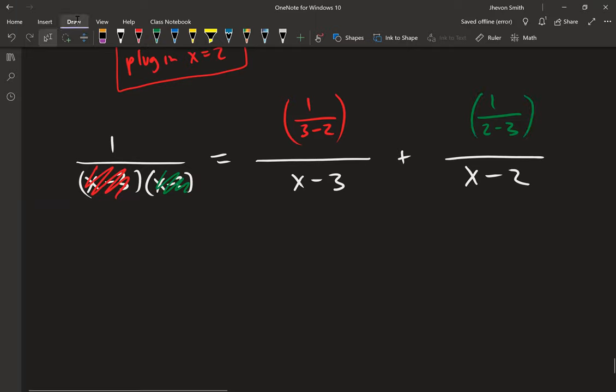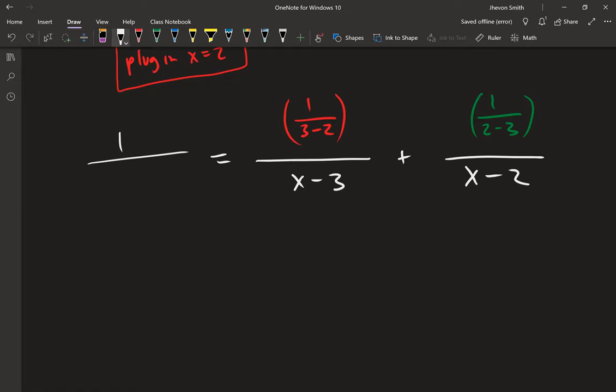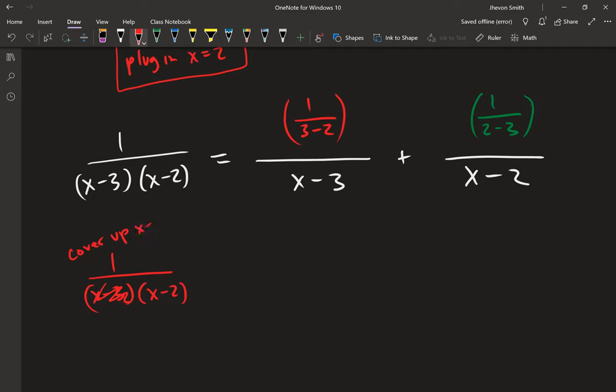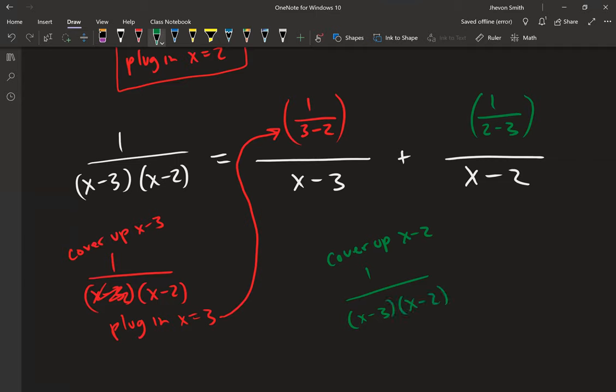Maybe I'd want to actually show this written down. So if I have 1 over x minus 3 times x minus 2, in one situation I cover up the x minus 3 and plug in x equals 3. That is going to give me the value that will go on top of the x minus 3. Similarly, if I cover up the x minus 2, I would end up with 1 over x minus 3 times x minus 2, cover that up, and plug in the thing that would have made it 0. So I plug in x equals 2. That is going to be the coefficient that goes on top of here.